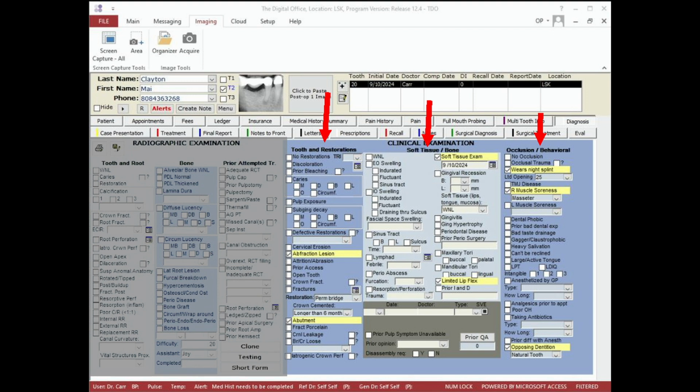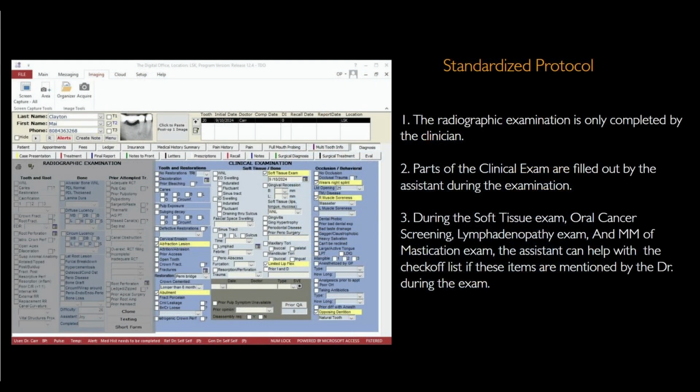In our office, the radiographic part of the examination is reserved for the doctor. The doctor is the only one that fills that out. However, the soft tissue and clinical exam can be partially filled out by the assistant as you do the soft tissue exam, lymphadenopathy exam, oral cancer screening, and muscles of mastication exam. As you're doing those in real time, the assistant is populating the variables that are present during that time.